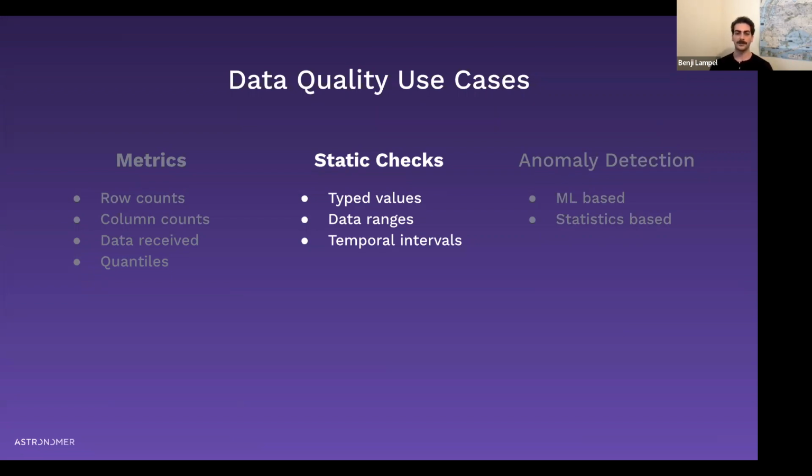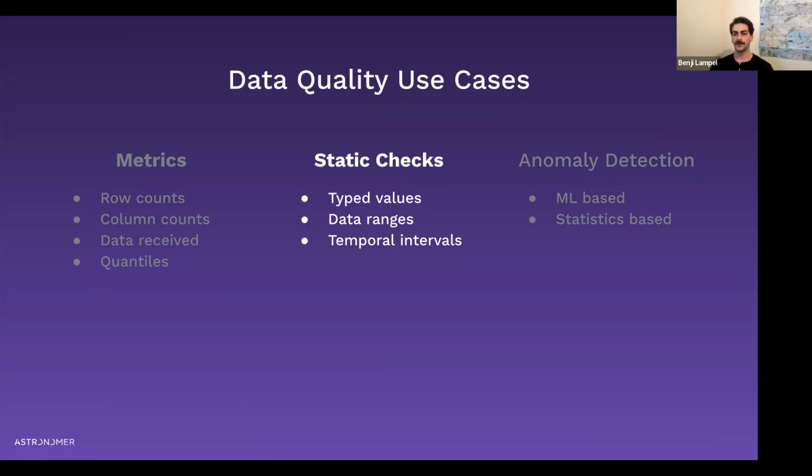We're going to give these checks a set of assertions, and these assertions have to come back as true. Otherwise, the task fails. These can include checks on things like typed values, ensuring that columns that contain integers actually contain integers, and data ranges. So making sure that, say, we're going to look later in the demo at making sure that we don't divide by 0. So a data range could be ensuring that data is greater than 0. And then temporal intervals, things like date checking.